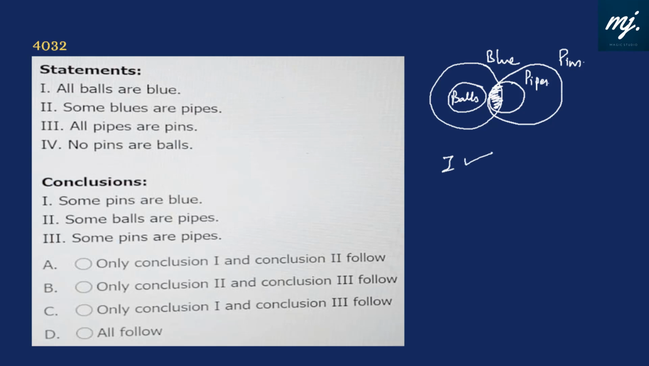Conclusion 2 says some balls are pipes. No way, no balls are pipes. Conclusion 2 doesn't follow. Some pins are pipes. Yes, some pins are there which are pipes. Conclusion 3 also follows. So I'll go with conclusions 1 and 3 follow. Only conclusions 1 and 3, that is in option C. Mark C and move on.